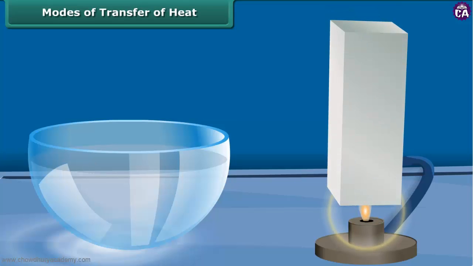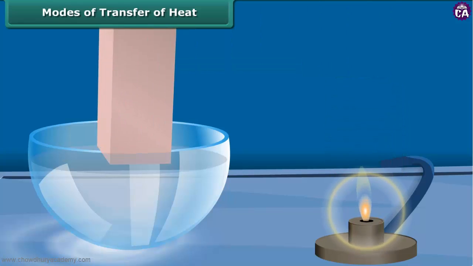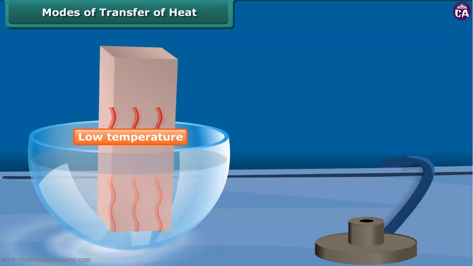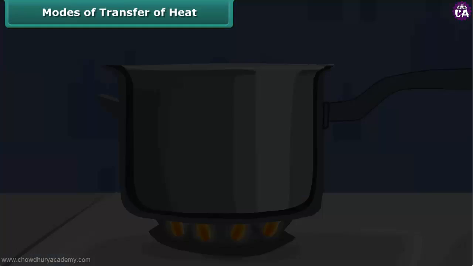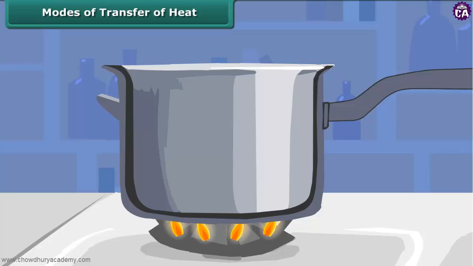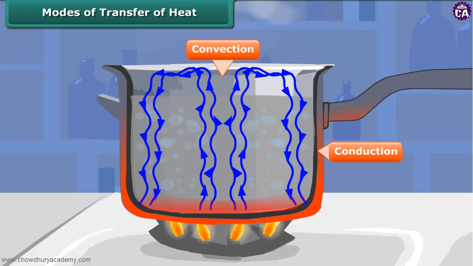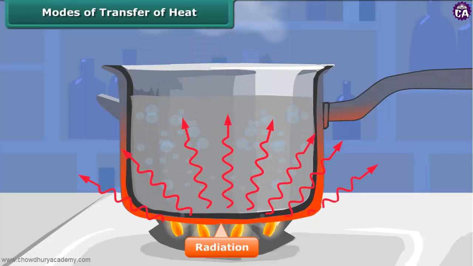Flow of heat takes place in a particular direction, that is, from bodies at higher temperature to bodies at a lower temperature, as water flows from a higher to a lower level. There are three modes of transfer of heat from one place to the other place. These are conduction, convection, and radiation.